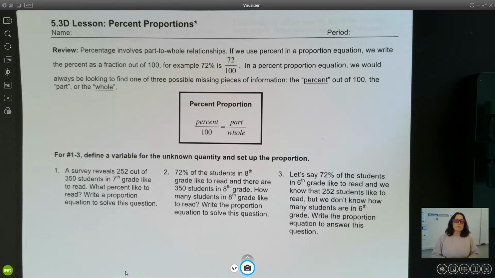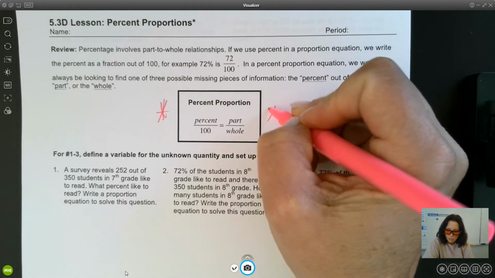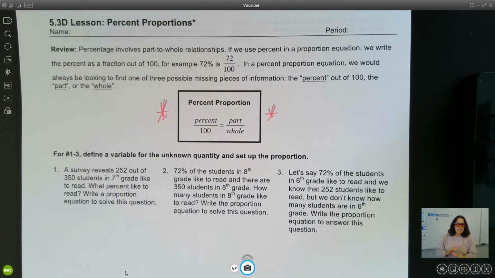Okay, so the review. Percentage involves part to whole relationships. If we use percent in a proportion equation, we write the percent as a fraction out of 100. For example, 72% is 72 over 100. In a percent proportion equation, we would always be looking to find one of three possible missing pieces of information: the percent out of 100, the part, or the whole. So this right here is your formula, and you have to have that formula down.